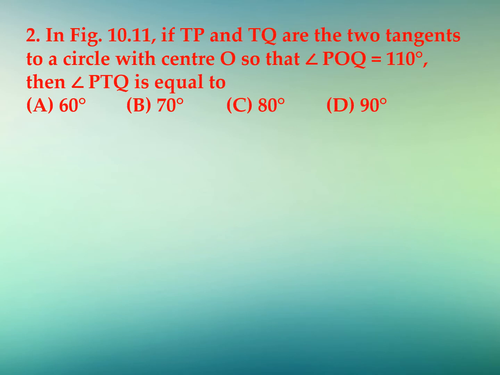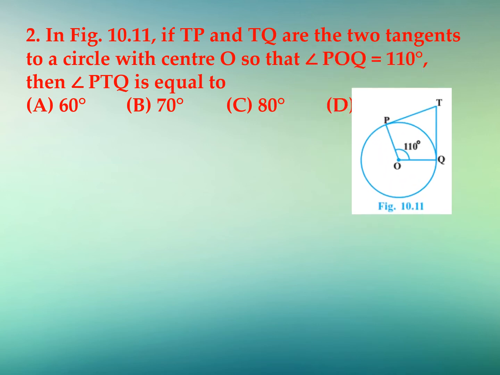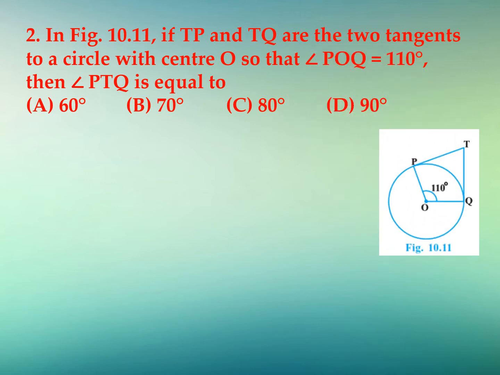Here it is. We are given a figure which is denoted as 10.11. If TP and TQ are the two tangents to a circle with center O, so that angle POQ is equal to 110 degrees, then angle PTQ is equal to either 60 degrees, 70 degrees, 80 degrees or 90 degrees. Here is a diagram for us. We can check it out. TP and TQ are the two tangents. So here T is the external point. TP and TQ are the tangents with the center O, so that angle POQ is equal to 110 degrees. We need to find out angle PTQ.